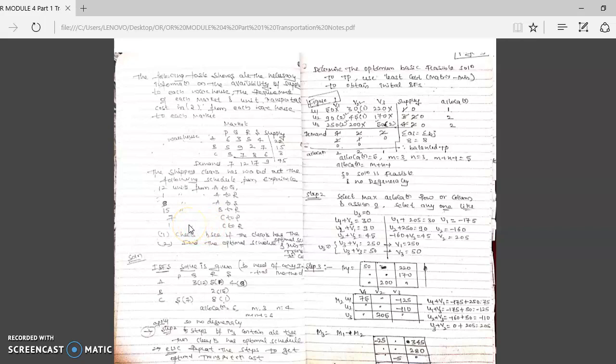As in the previous class, in the previous example, you have to obtain the initial basic feasible solution from any one of the methods. In the previous example we obtained it using the VAM method, but in this example he has given the allocations directly. Total allocations are 3 plus 3, 6 allocations he has given.